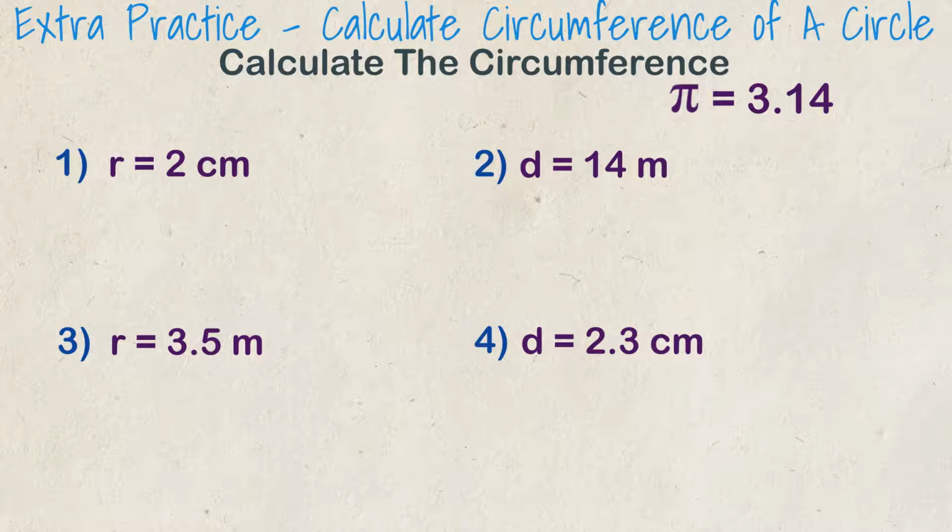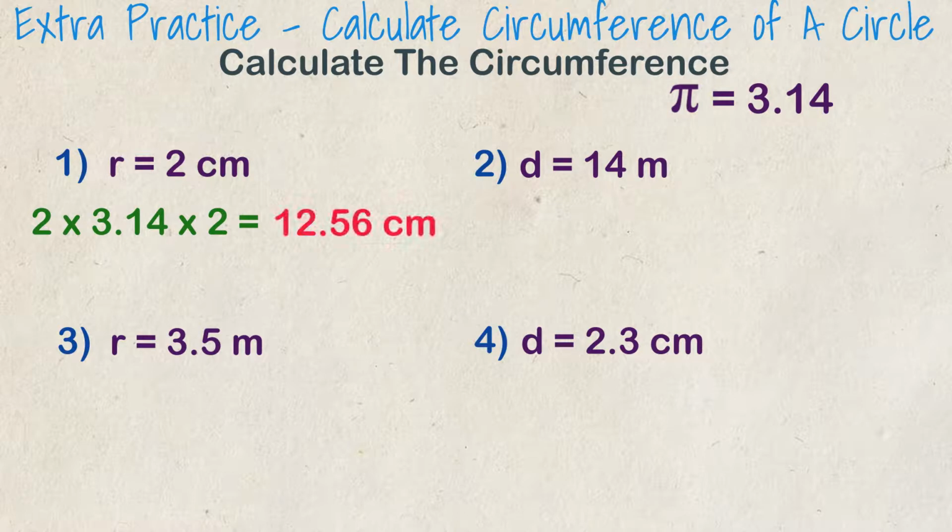Example 1. Find the circumference of a circle with a radius of 2 centimeters. Since we know the radius, let's use the formula of 2 times pi times the radius. We take 2 times 3.14 times 2 and we get 12.56 centimeters.